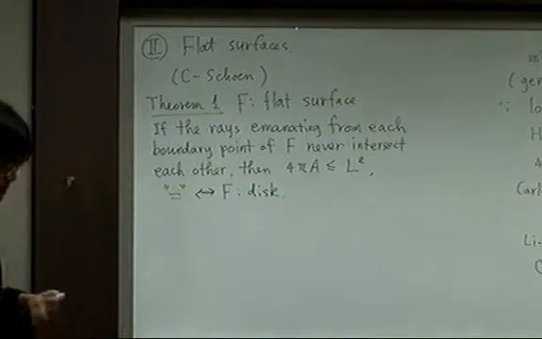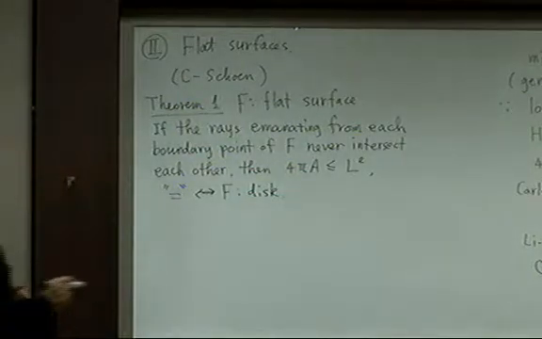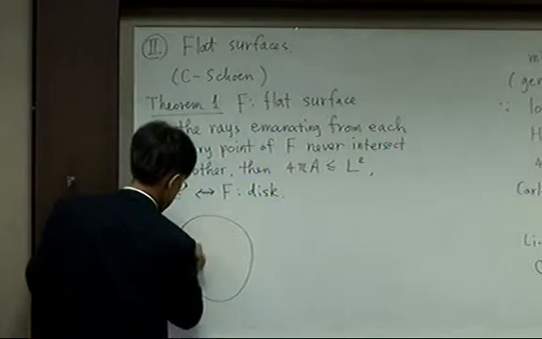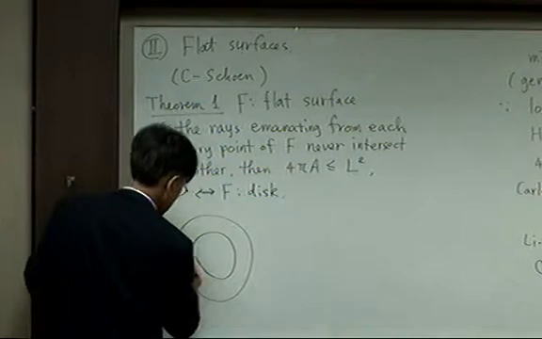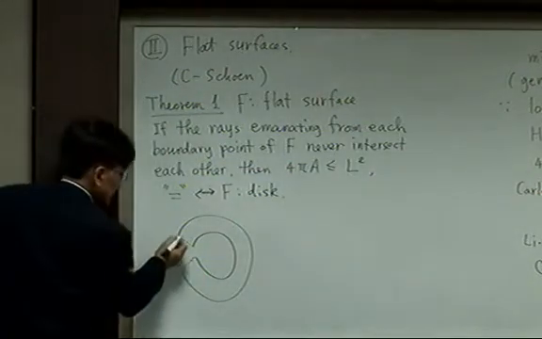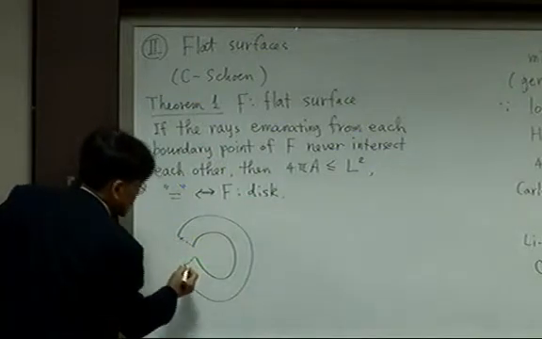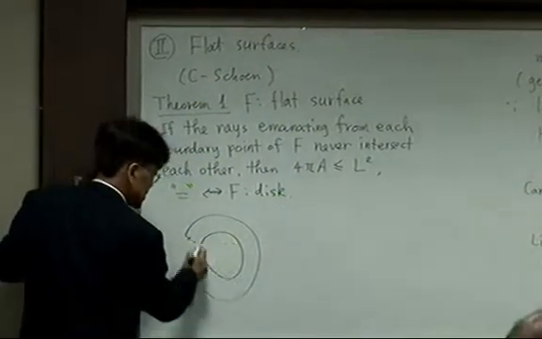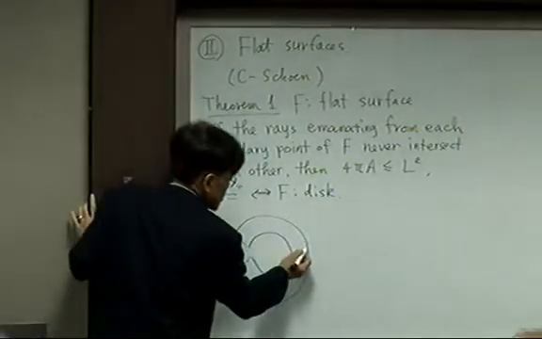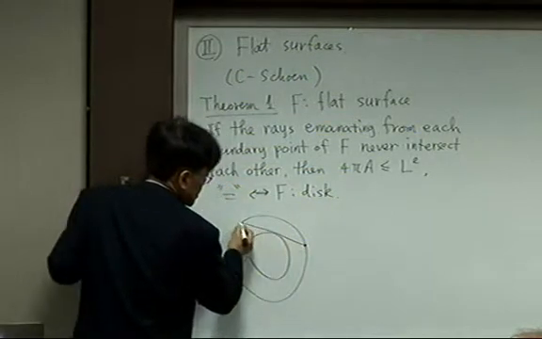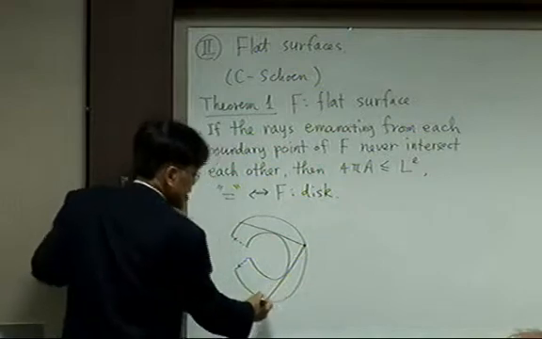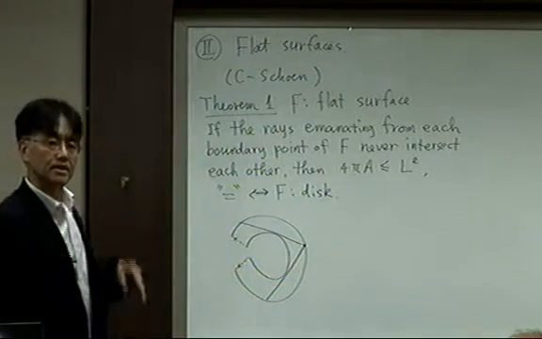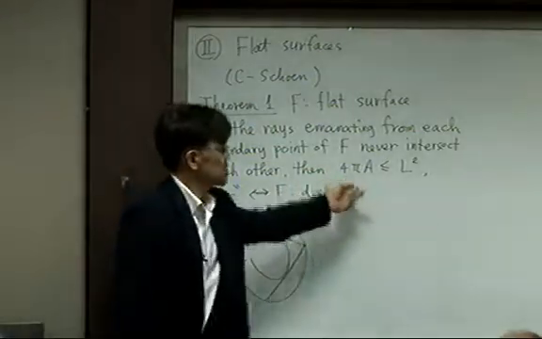We have a strange hypothesis. Okay, let me give you an example. Let's identify this part of the boundary with this part. Then you get a flat surface whose boundary is an inner circle and an outer circle. Choose any boundary point and consider any ray emanating from that point. Any two rays emanating from the same point do not intersect each other. If that is satisfied, then this isoperimetric inequality holds.